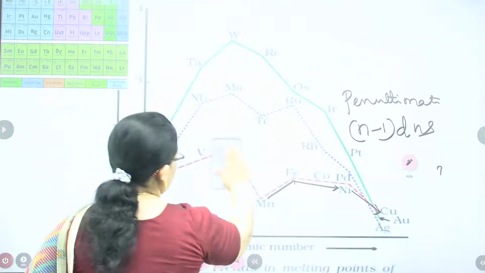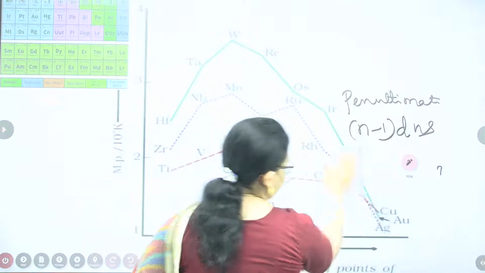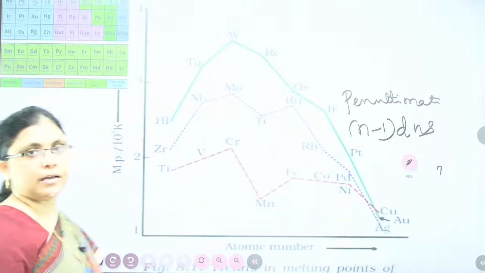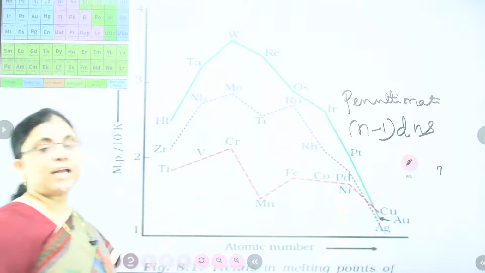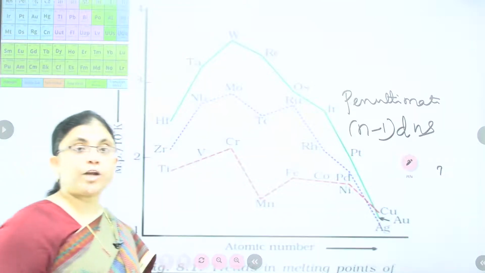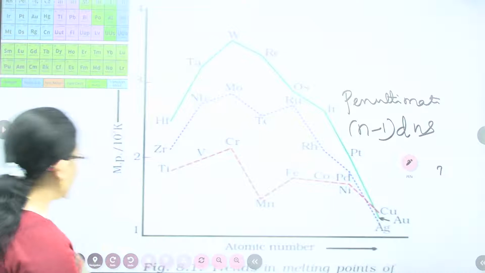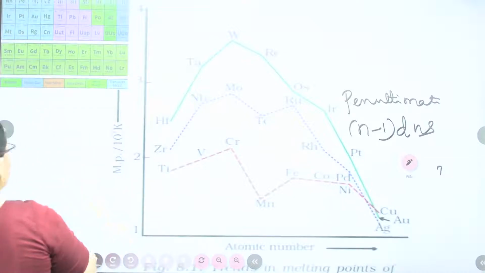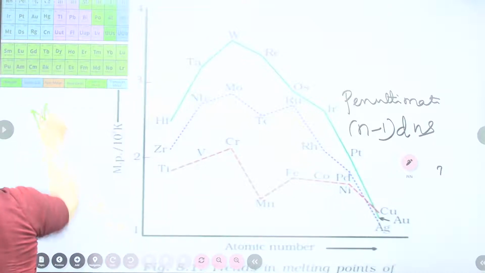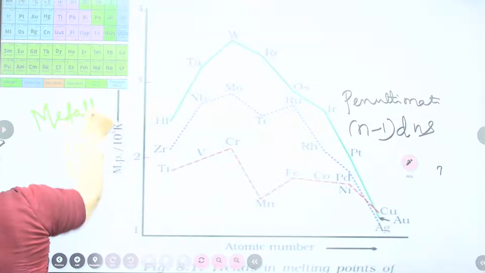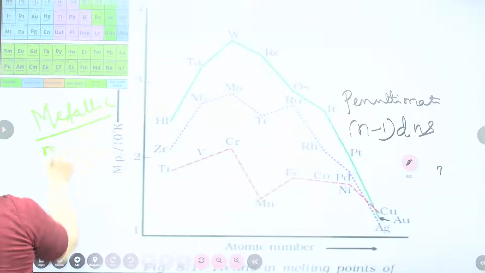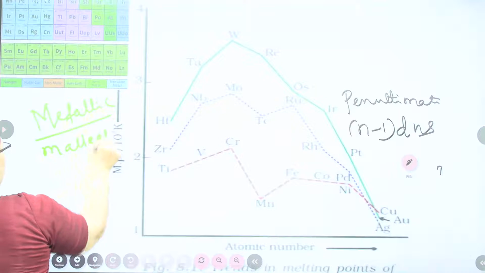And another point, as we said, these are having metallic character. When we say metallic character, their melting point should be high. As we said, they are metallic in nature. They are malleable and ductile.